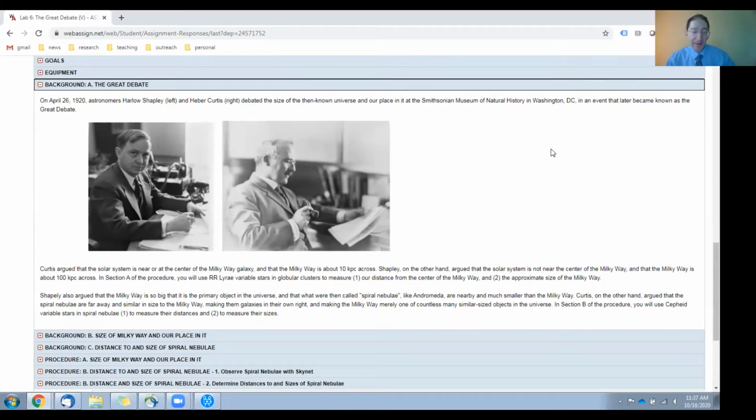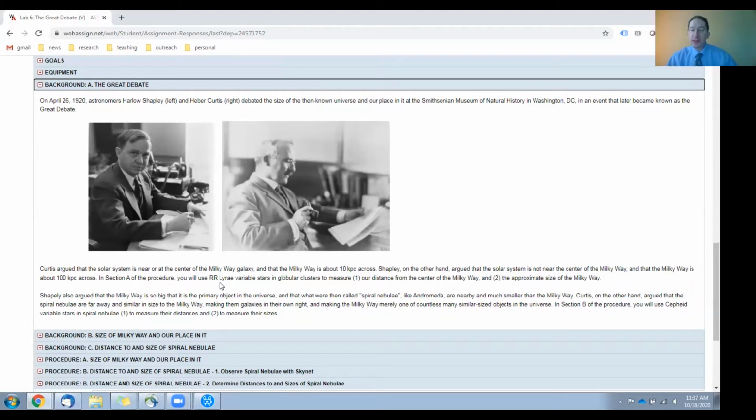In Section A of the procedure, you're going to use RR Lyrae stars to resolve this. You're going to measure the distances to globular clusters, which are distributed in a halo about our galaxy. And in doing this, you will figure out our location in the Milky Way galaxy and the approximate size of the Milky Way galaxy.